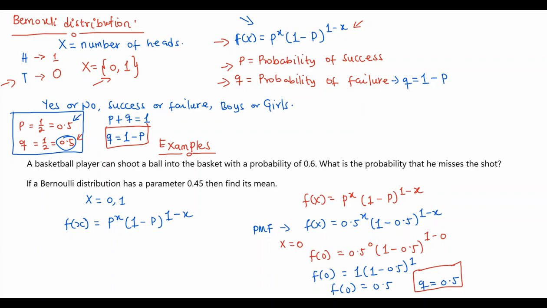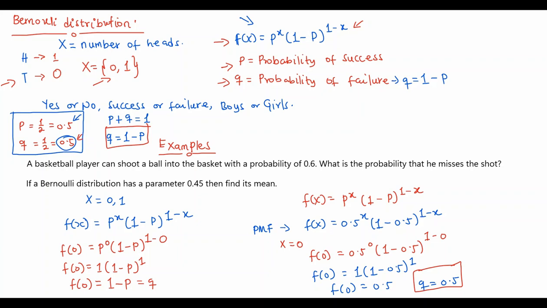Okay, so let's find the probability of failure first. If you are finding the probability of failure, that means that x will be equal to 0, right? So I'm going to have f of 0, and then this should be equal to p to the power 0 multiplying, bracket open, 1 minus p to the power 1 minus 0, right? So when we do this, we are going to get f of 0 to be equal to p to the power 0 is 1, multiplying 1 minus p to the power 1. So at the end, you are going to get f of 0 to be equal to 1 minus p, which is equal to q, right? Which is the probability of failure.